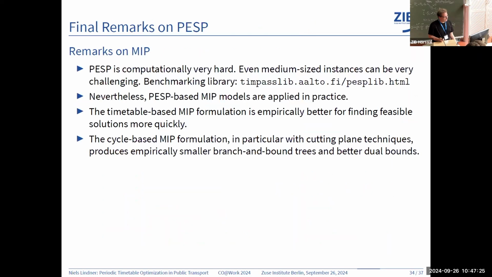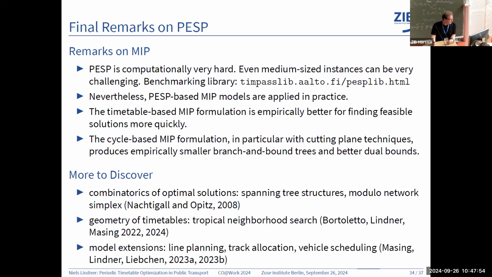Yes. Final remarks. I want to emphasize that the problem I presented to you so nicely looks quite innocent, but it's computationally very hard. So medium-sized instances can be very challenging, but still these models are applied in practice. For example, this timetable-based formulation, the first one I showed you, is good for finding feasible solutions. The other one is better towards optimality, right? So you can prove optimality faster and get better dual bounds.